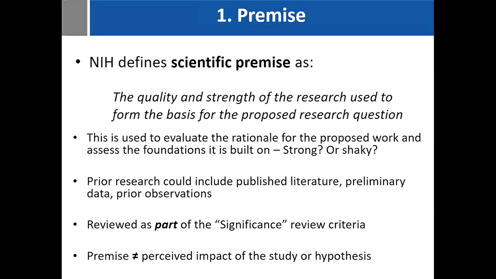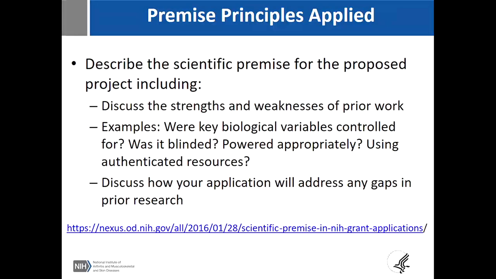So how can you apply this to your grant application? We discussed that it's really important that you discuss the strengths and weaknesses of the prior work, no matter what the source of that is. A classic example that gets used a lot is therapeutic studies in ALS mouse models. Let's say you're interested in doing something more translational with that, and there was some previous work, but none of it was blinded. It had an N of 3, and maybe it was only done in male mice. That's maybe an extreme example, but we would say that's not necessarily the strongest scientific premise.